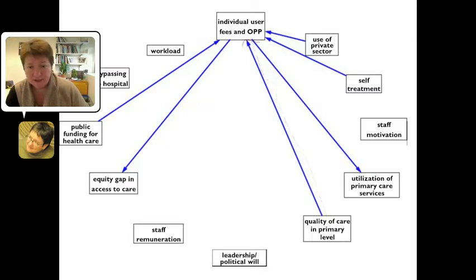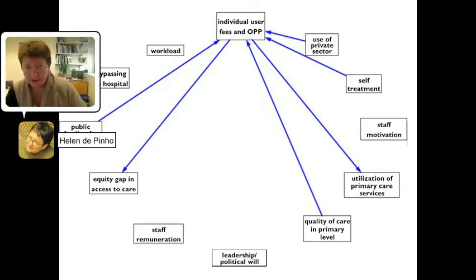Is there a direct relationship between individual user fees and out-of-pocket expenditure and leadership political will? In this case, you decide there isn't, so there's no linkages. You don't have to have a relationship between two variables. Each one needs to be explored individually. And so you go through each and every variable.